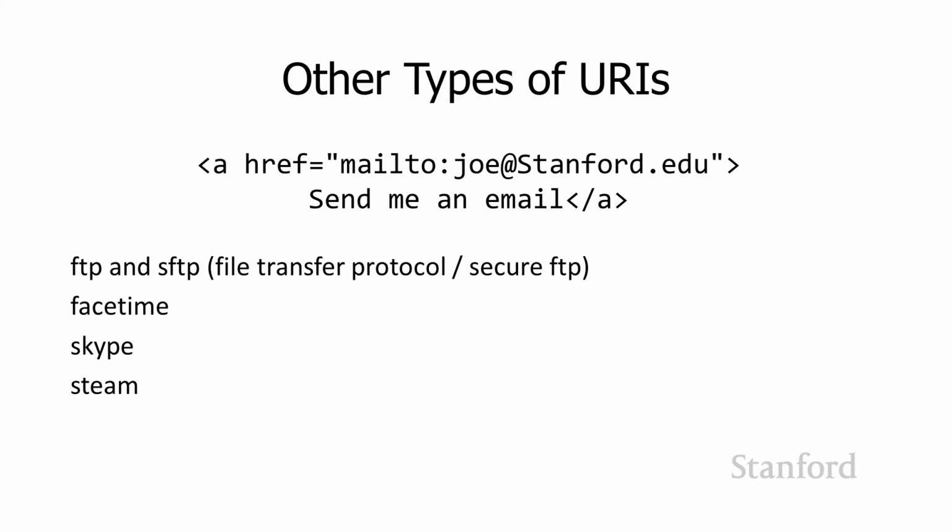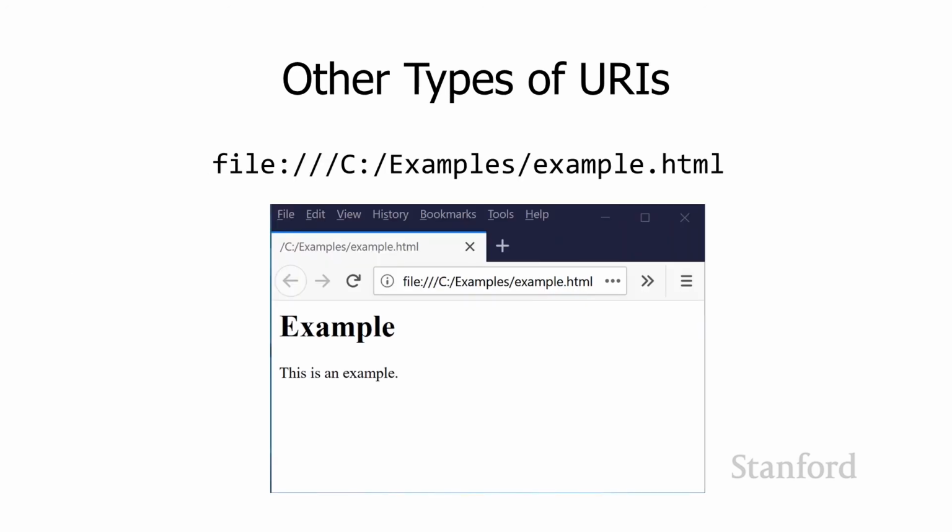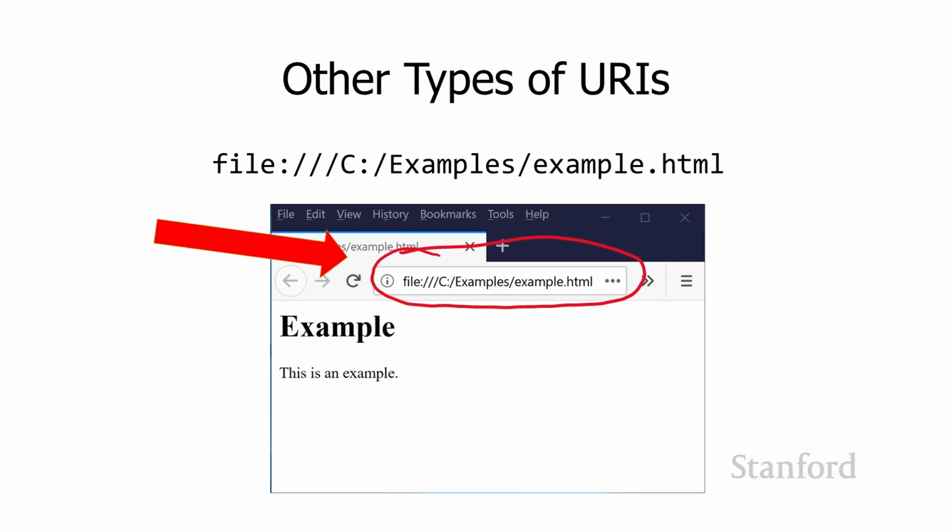There's a bunch of other types of URIs. So there's FTP, and Secure FTP. There's FaceTime, so you click on a link and it starts up FaceTime, or you click on a link and it starts up Skype. Gamers, there's even one that starts up Steam. So there's all sorts of different URIs up there. One of the URIs that you may see is the file URI. If you're loading a file into the web browser and that file is on your current computer, this is basically what you're going to see.